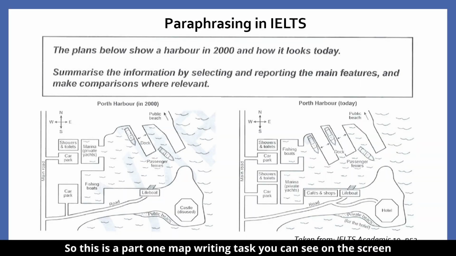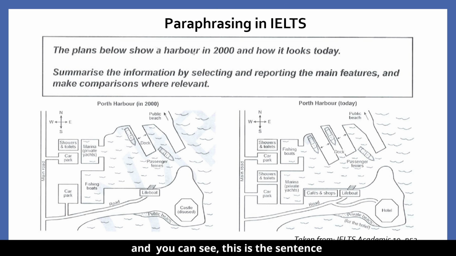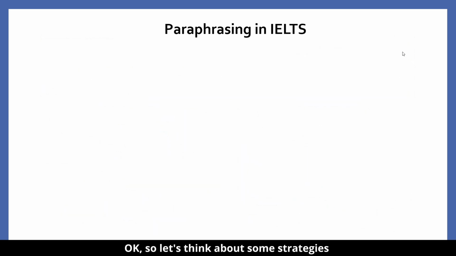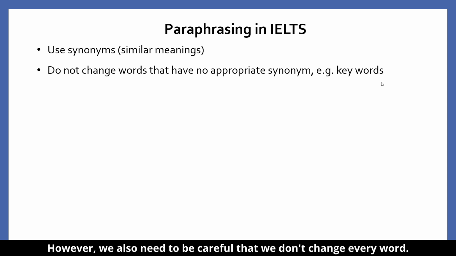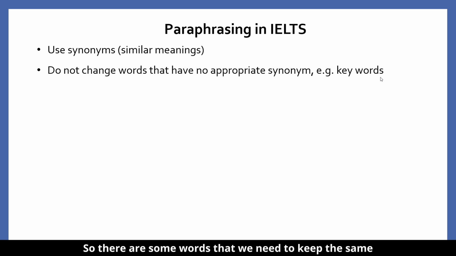So this is a part 1 map writing task you can see on the screen. And you can see this is a sentence that we're going to try and paraphrase in our writing. Okay, so let's think about some strategies we can use to help us paraphrase. So the first one is obviously to use synonyms or words and phrases that have similar meanings. However, we also need to be careful that we don't change every word. So there are some words that we need to keep the same. Maybe they don't have a synonym. So we want to make sure we only change certain words.